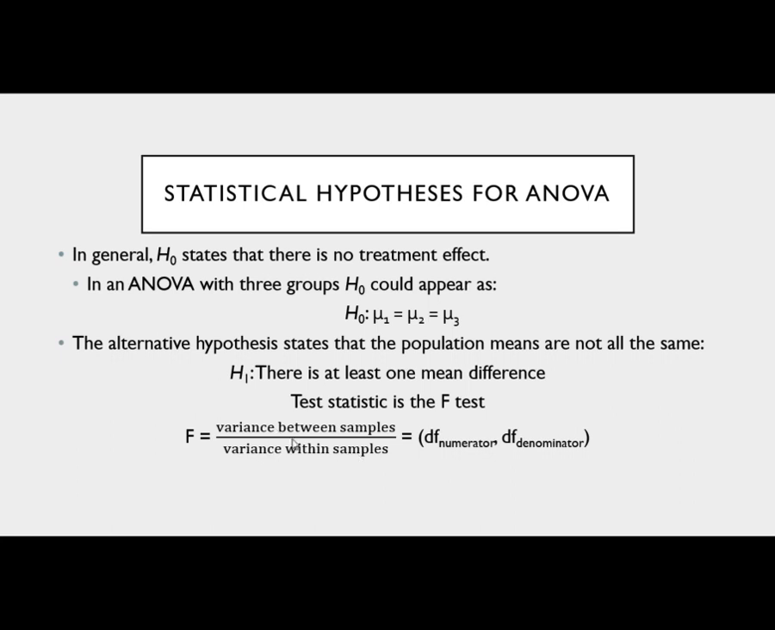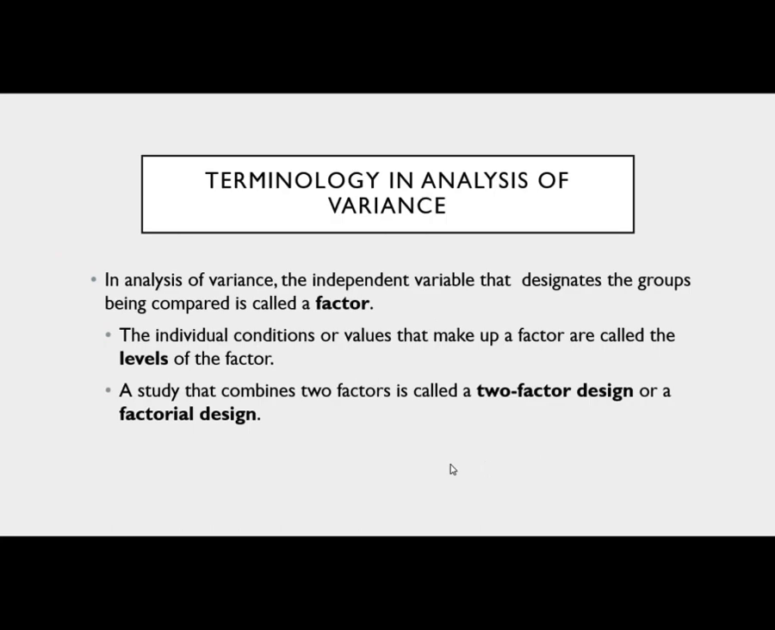Remember, he was saying the sum of squares between and the sum of squares within, the mean square between, the mean square within. Then we report it with the degrees of freedom of the numerator and the degrees of freedom of the denominator. But the computer will do it for us.